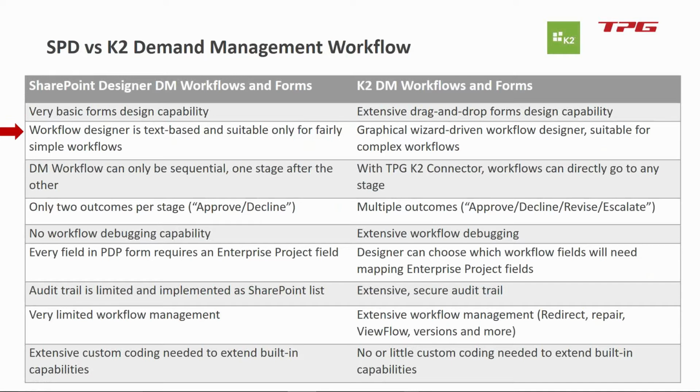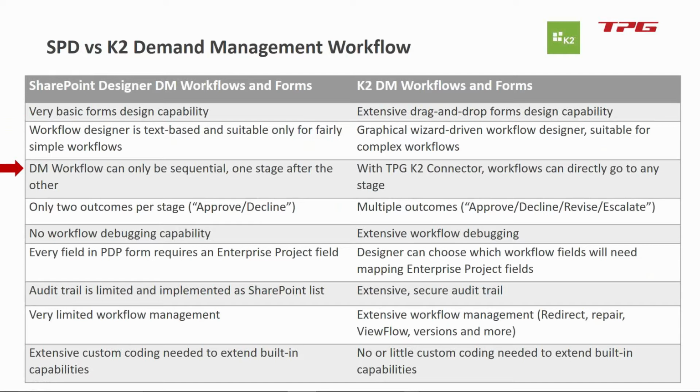A graphical wizard with reusability of existing workflows on the K2 side offers much more flexibility there. One of the very important drawbacks of a SharePoint-only workflow is that it can only be sequential. It can be one stage after the other. So you have to move through your project lifecycle, which is not in many cases real life. With the K2 connector and the K2 workflow, the workflows can directly jump to any stage. And if in the middle of the project you need to jump back, maybe to initiation or to project estimation, well, then you just do it with this connector and that workflow.